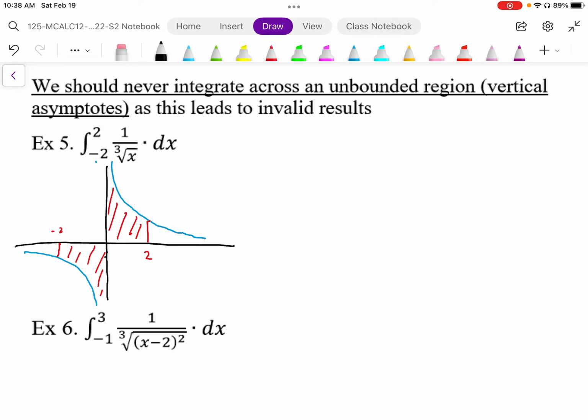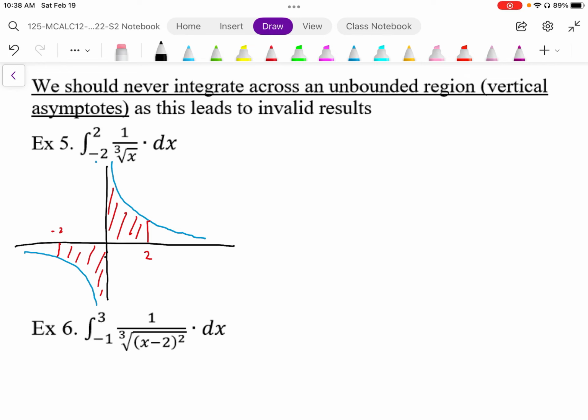So in this case here, when I graph this function, I get a function that looks like this, and my bounds are going to be from -2 to +2. Well, if I integrate all the way from -2 to 2, I will integrate across a vertical asymptote, and my results are then invalid. So I have to be careful. To do this, I have to set it up in this way.